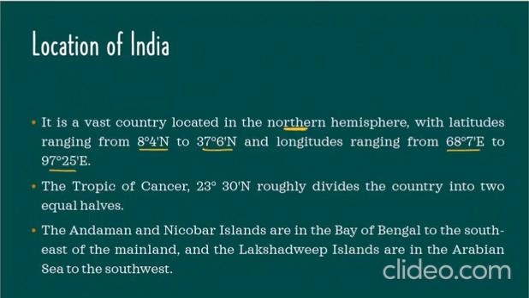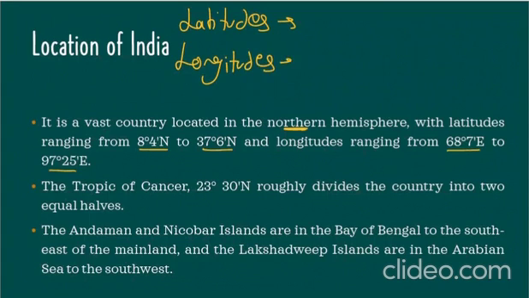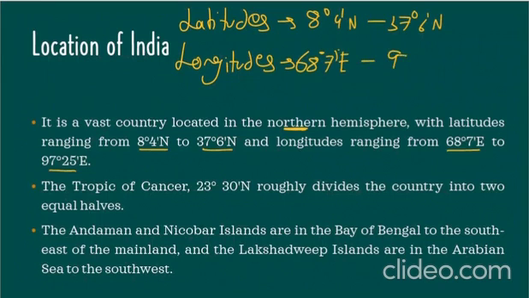Again, I say, talking about latitudes, because when we talk about location in geography, we are always going to use the latitudes and the longitudes. I know they might sometimes be very difficult to learn, but we have to do it. So latitudes are 8 degree 4 north to 37 degree 6 north. Longitude, you can make some short notes as well while I'm explaining. Longitudes are 68 degree 7 east to 97 degree 25 east. So you can refer to it. These are the longitudes and latitudes.